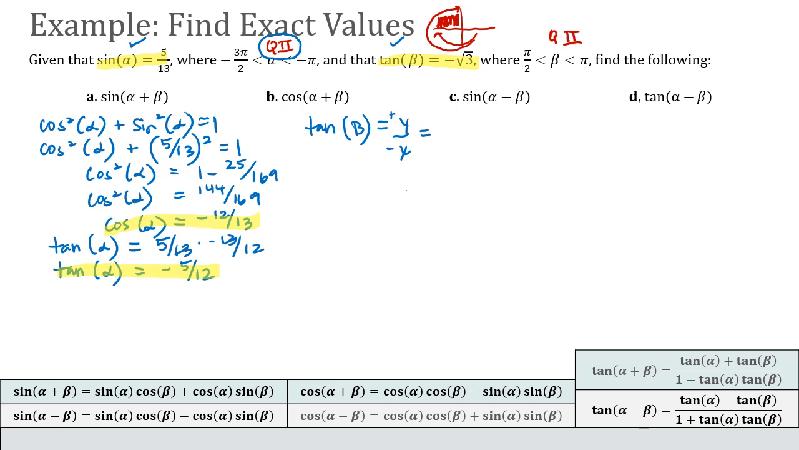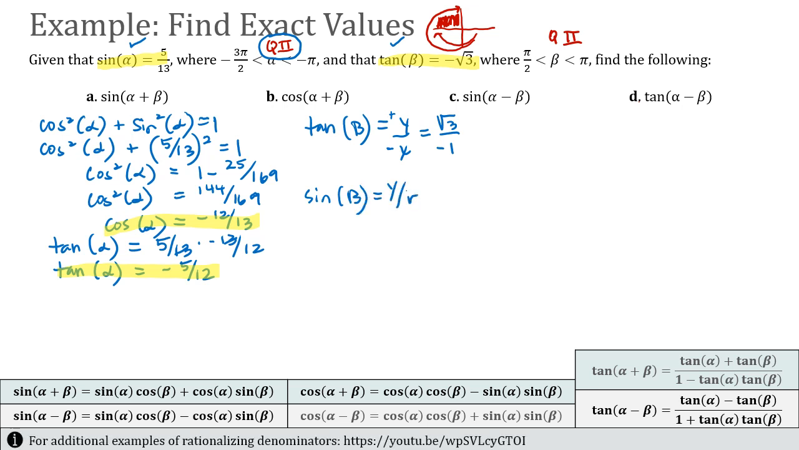So if this equals negative square root of 3, I could say that that's equal to the square root of 3 over negative 1. And that's what my x and my y value are. Now, how does that help me? Well, what I know is that the sine of an angle is equal to y over r, isn't it? And I also know that the cosine of an angle is equal to x over r. So I know my y and I know my x. If I can find r, then I think I'm in business.